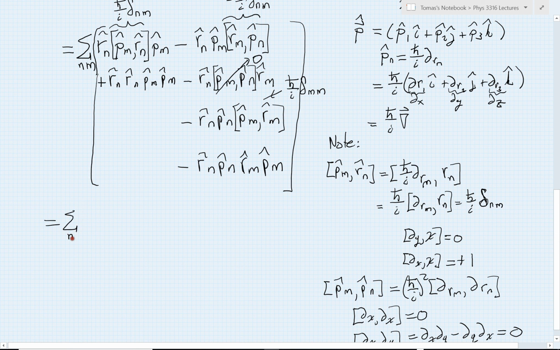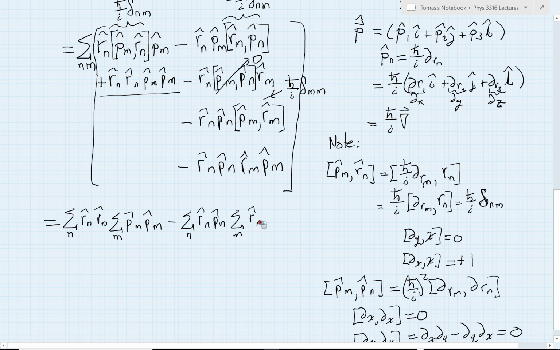So I could write this as sum on n, r hat n, times sum on m, p hat m, p hat m. And so I've taken care of this term. The next classical term, I think, also can be done very easily by rearranging my summations. That's sum on n, r hat n, p hat n, sum on m, r hat m, p hat m, like so. So I've taken care of this term.